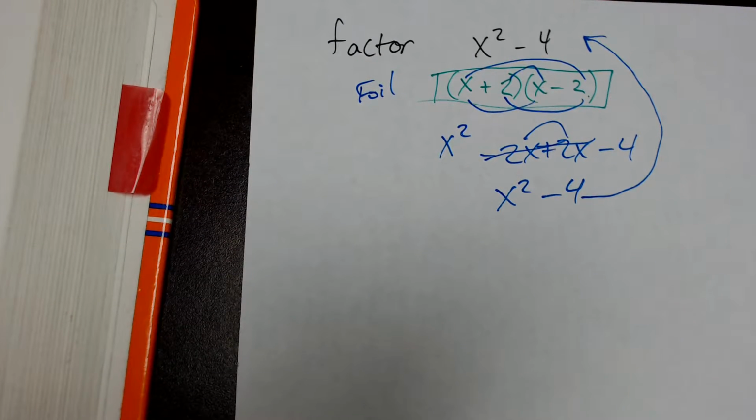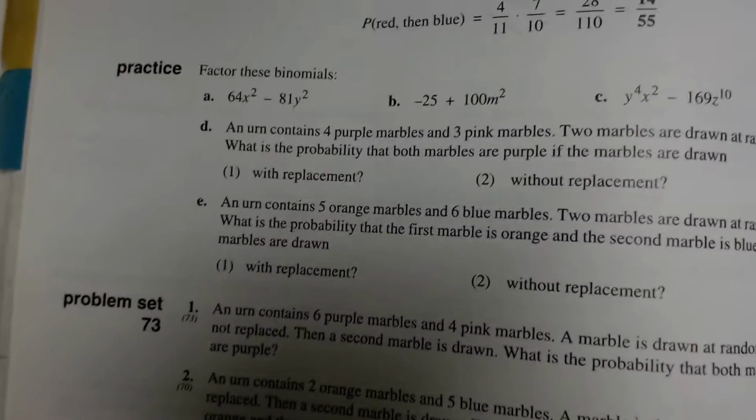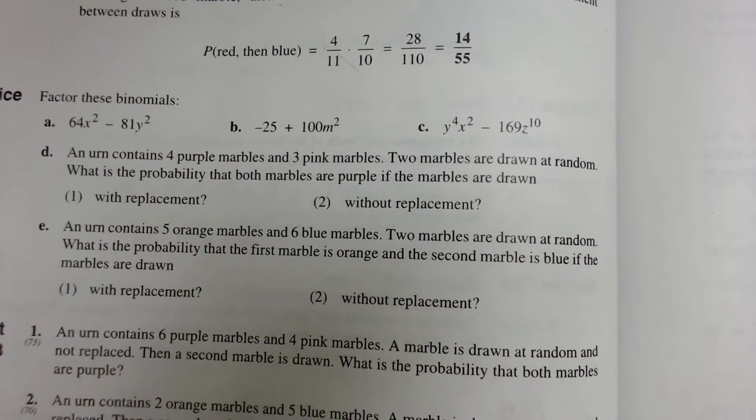Now let's talk about probability without replacement. The way probability without replacement works is the parameters of the probability change. The way they explain this is by drawing marbles out of a jar. So we'll go ahead and do this practice problem D.